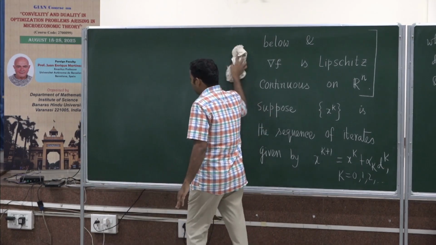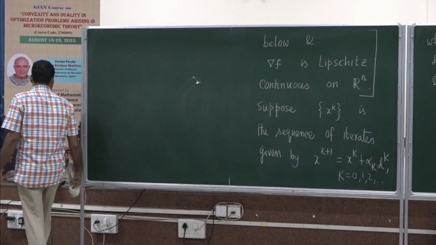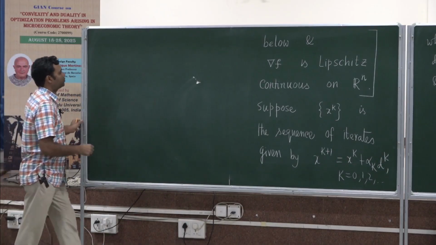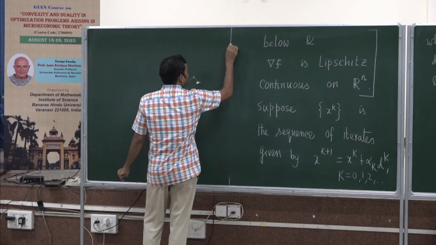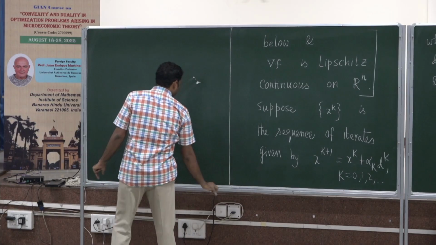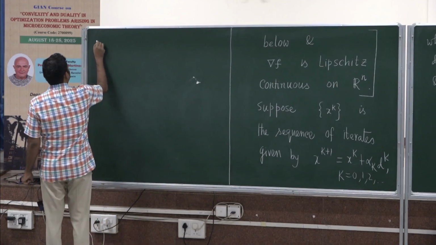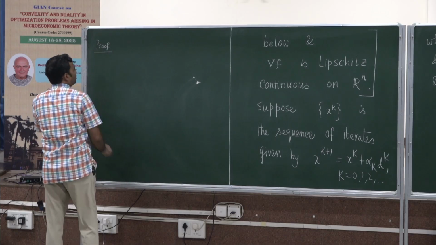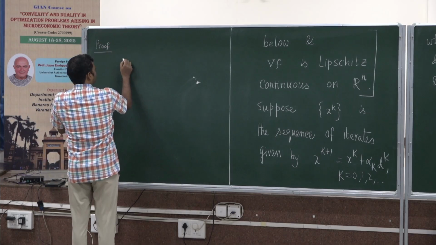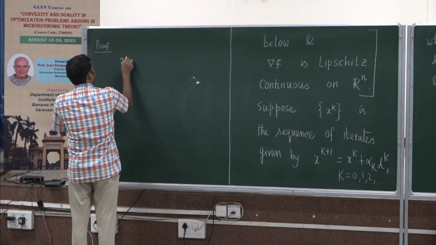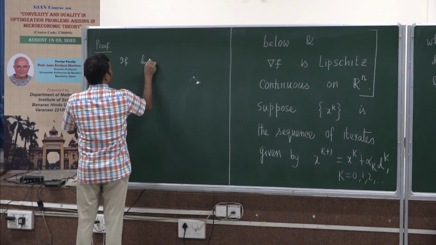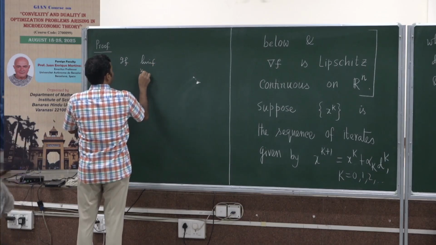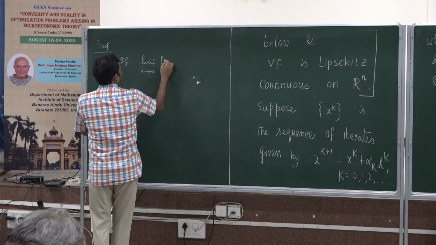We will prove it by the method of contradiction. If possible, suppose the limit infimum is not equal to 0, then limit infimum as k tends to infinity.